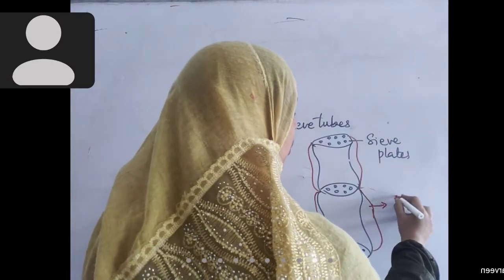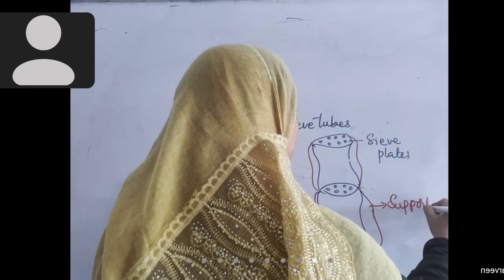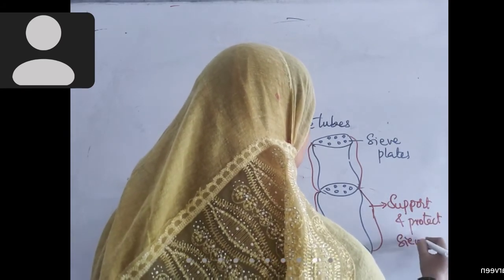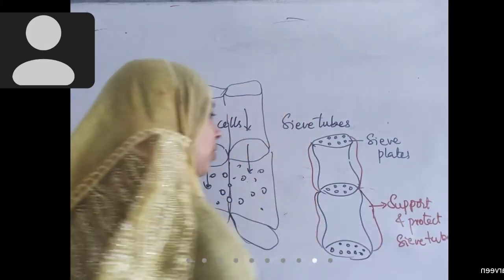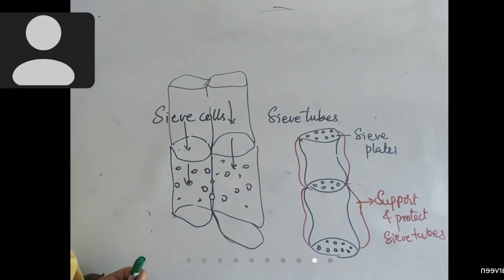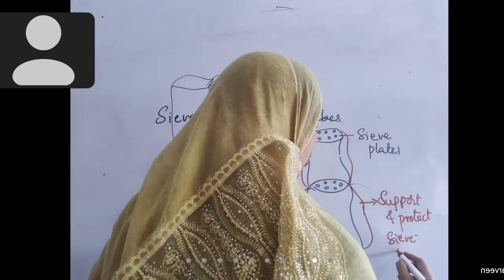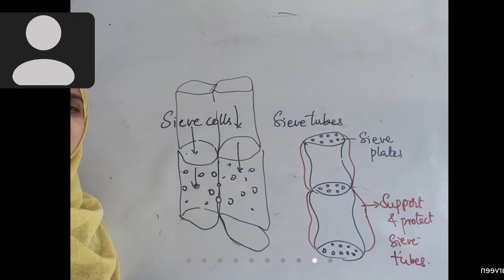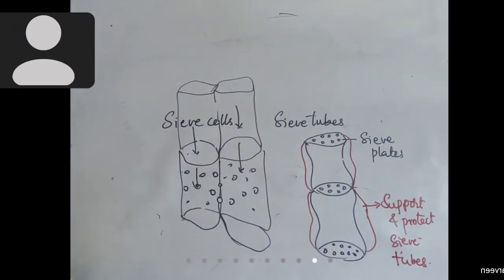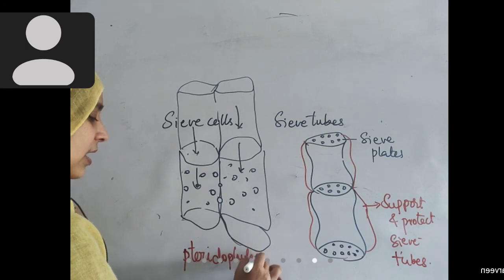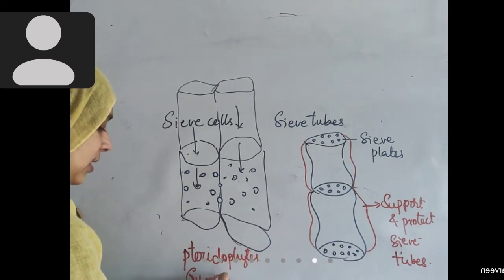What is their purpose? To support and protect sieve tubes. Okay? The function is to support and protect sieve tubes. So that is the difference between sieve cells and sieve tubes. Again I am saying, sieve cells are present in pteridophytes, not the developed ones. Pteridophytes have this, and gymnosperms have this.